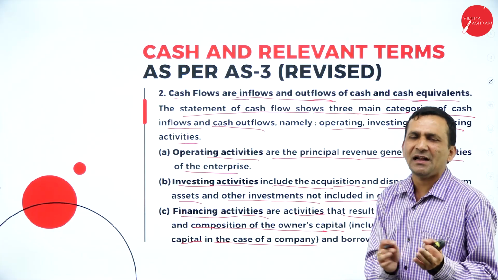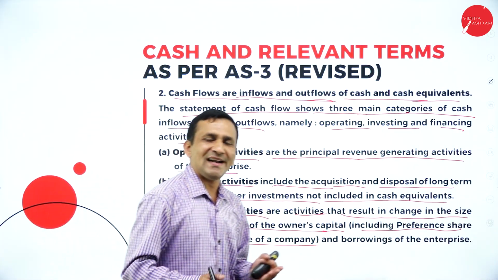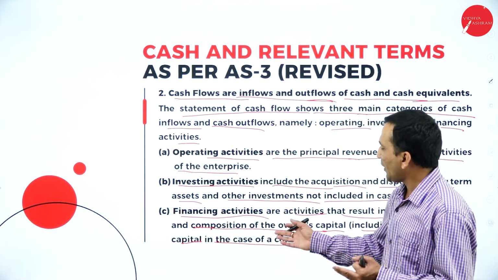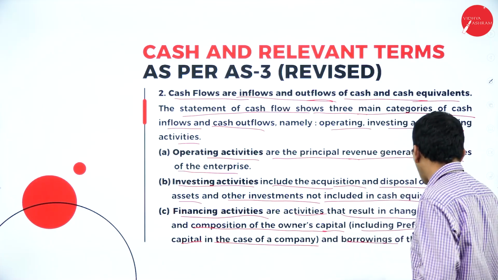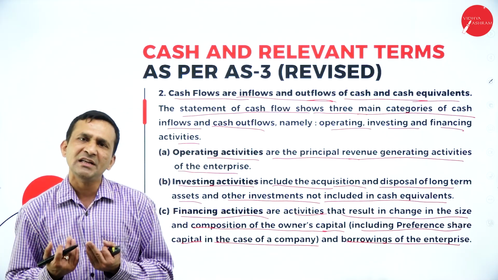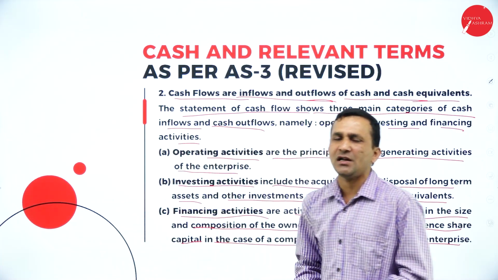In the case of a company there are different types. The forms of business can be classified into sole trader, partnership, joint stock company, and Hindu undivided family. When we are talking about a company, no doubt it is share related. And borrowings of the enterprise: any enterprise borrowing a loan, which is coming inside, and at the time of repayment, which is going outside. So the bankers are receiving.